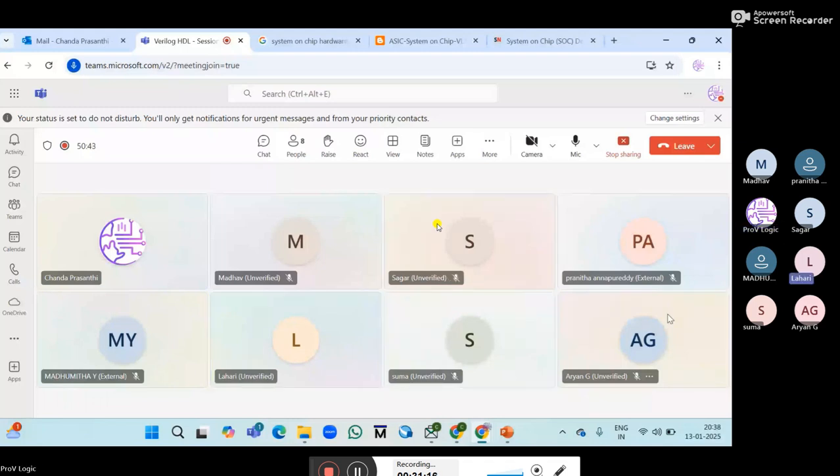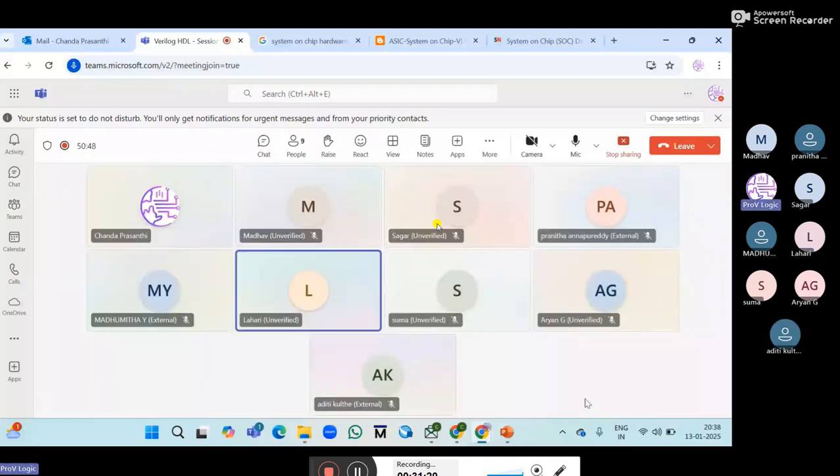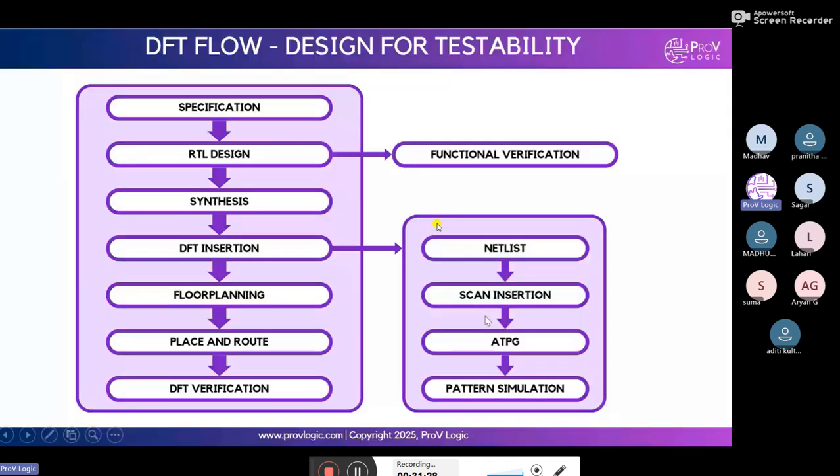Could you explain scan insertion, ma'am? Scan insertion, huh? Okay. Scan insertion, in the sense, there will be some JTAG. JTAG is related to the protocol connection. Scan insertion means it is a particular hardware to check in depth of the circuit.